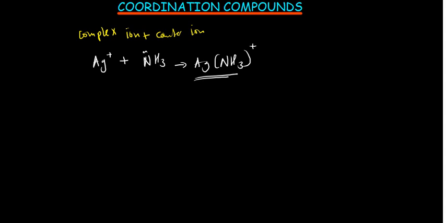Why are we calling it a complex ion? Because in it we have got a metal and also a ligand. Now when this complex ion is together with just another ion which can neutralize this charge, we can call it a coordination compound. Now we are saying ammonia here is a ligand.